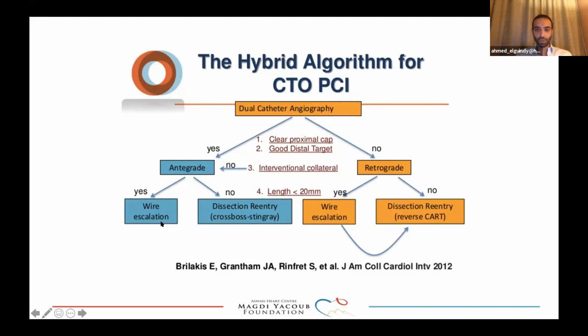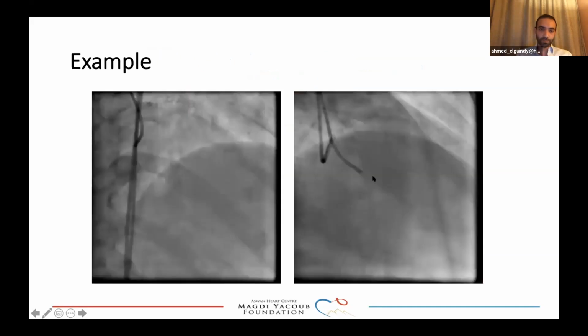a reasonable approach. On the other hand, if the proximal cap is unclear and the distal vessel is severely diseased, then the retrograde route becomes the route of choice. In the presence of interventional collaterals, you would go for retrograde, obviously, and wire escalation versus dissection re-entry, which is reverse CART on this occasion, is again related to the lesion length and the clarity of the course of the CTO segment. However, if there is no interventional collateral, then the retrograde route is not really an option.